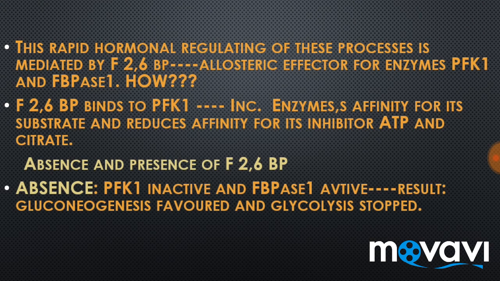If it is absent, what would happen? PFK1 would be inactive, and on the other hand FBPase1 would be active. The result would be that gluconeogenesis would be favored and glycolysis would be stopped. The second scenario would be vice versa, the opposite of that. If it is present, PFK1 would be active and FBPase1 would be inactive. The result would be the opposite of what we have studied. That is, gluconeogenesis would be disfavored and glycolysis would be continued.